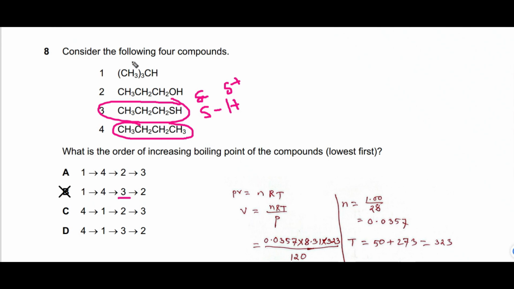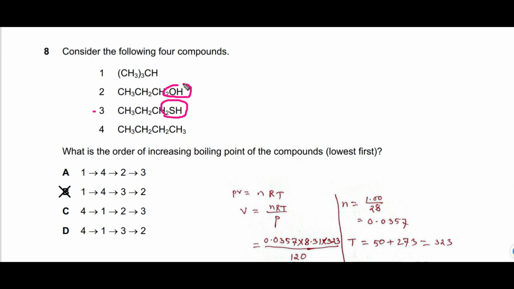So the lowest boiling point is 1 because it is a branched molecule. Then 4 has a higher boiling point because this is a straight molecule. A straight molecule has more contact points. More contact points means higher boiling point. Then 3 is a polar molecule, dipole force present, and 2 is the highest boiling point because alcohol has hydrogen bonding. Hydrogen bonding compounds have the highest boiling point.